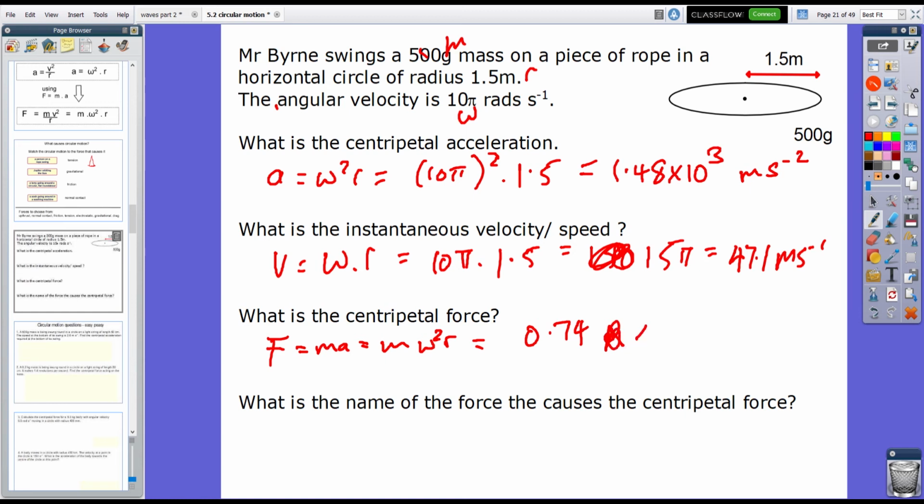Times 10 to the 3. What is the name of the force that causes this centripetal force? Well, the answer is not centripetal, clearly. What's causing the conker? What's causing this mass of 500 grams to go around in a circle? It's the tension in the string.